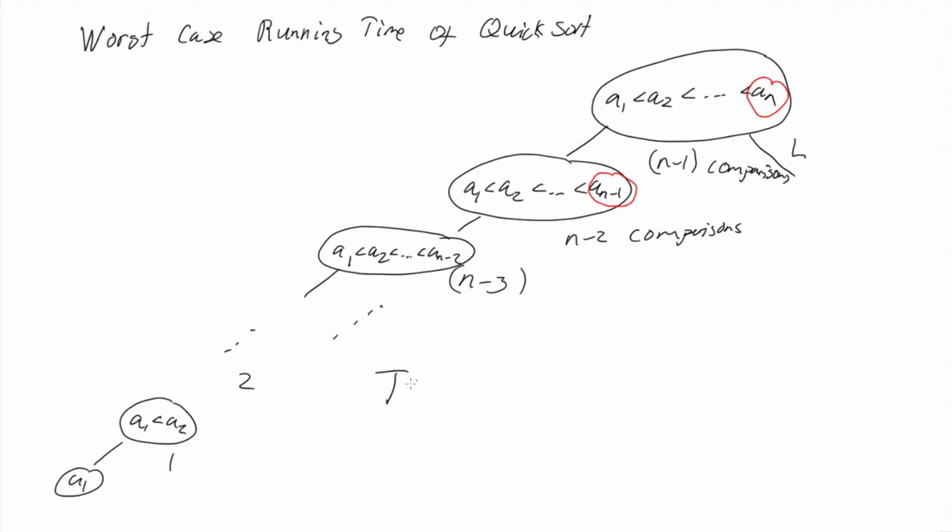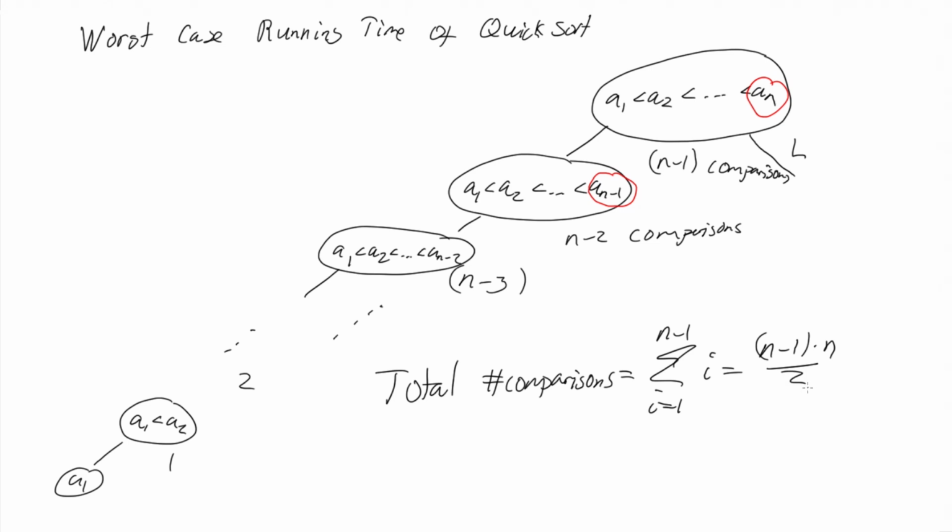So we can see that the total number of comparisons, and remember that the number of comparisons was proportional to the running time, is equal to the sum of i from 1 to n minus 1 of i, which is equal to (n minus 1) times n over 2. This exact equality is not important. What is important to notice is that this is proportional to n squared. And that's a bad running time. We want a much faster, close to linear time sorting algorithm, and this is far away from linear. This is quadratic time. So this shows that the worst case running time of quicksort is not good.